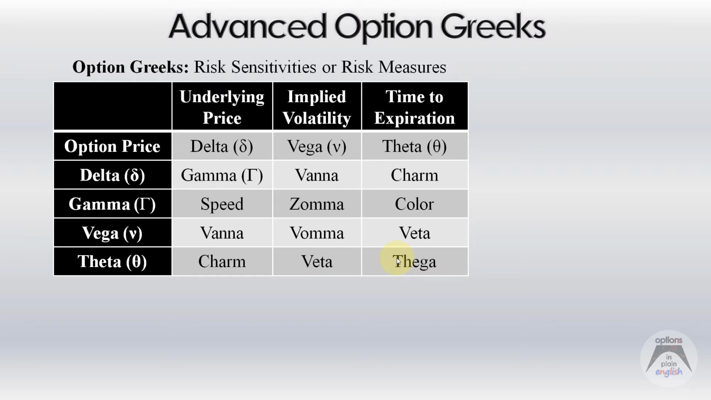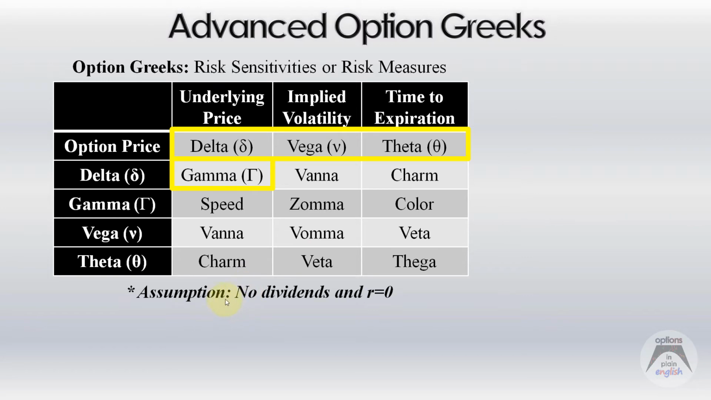So what we're going to do is take delta, and we're going to see how it changes with underlying price changing, with implied volatility, and with time to expiration. We're going to take these four, delta, Vega, theta, and gamma, and we're going to see visually how they change as underlying price changes, as the implied volatility changes, and as time to expiration changes.